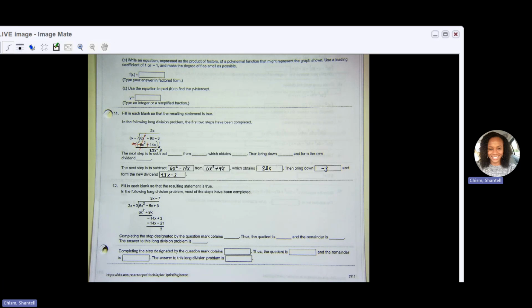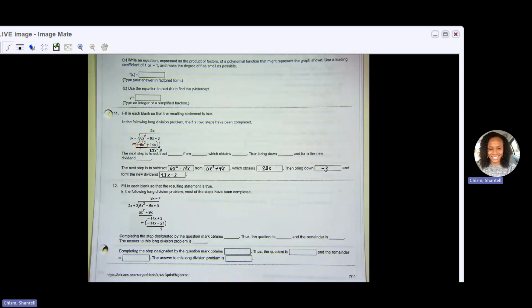Okay, number 12 is a similar problem. It is pretty much worked out. Most of the steps have been completed, and then you are asked to determine what that last step is, completing that last step. So right here, it looks like completing the step designated by the question mark obtains. So here we are going to subtract.